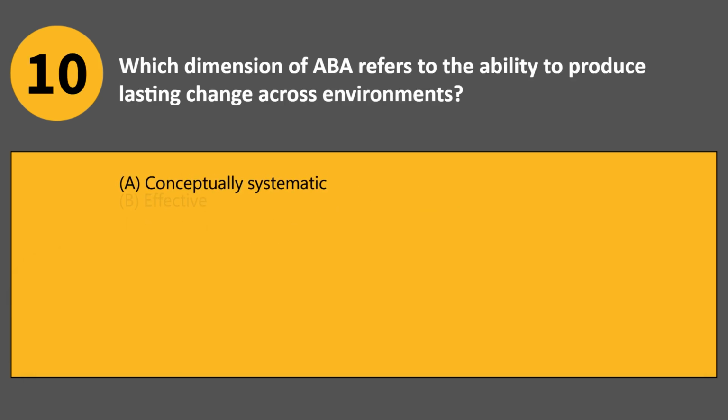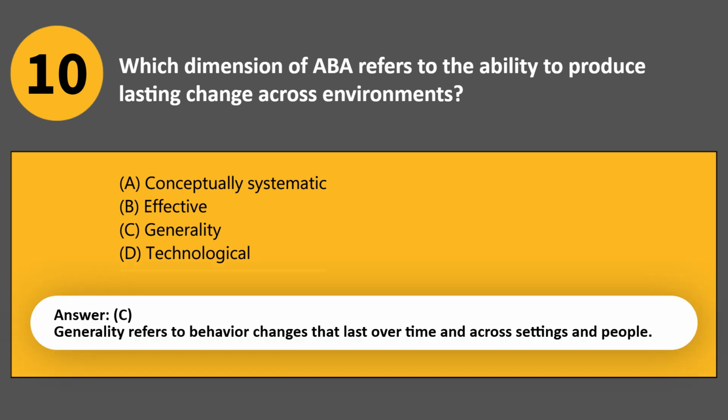Which dimension of ABA refers to the ability to produce lasting change across environments? A. Conceptually systematic. B. Effective. C. Generality. D. Technological. Answer: C. Generality refers to behavior changes that last over time and across settings and people.